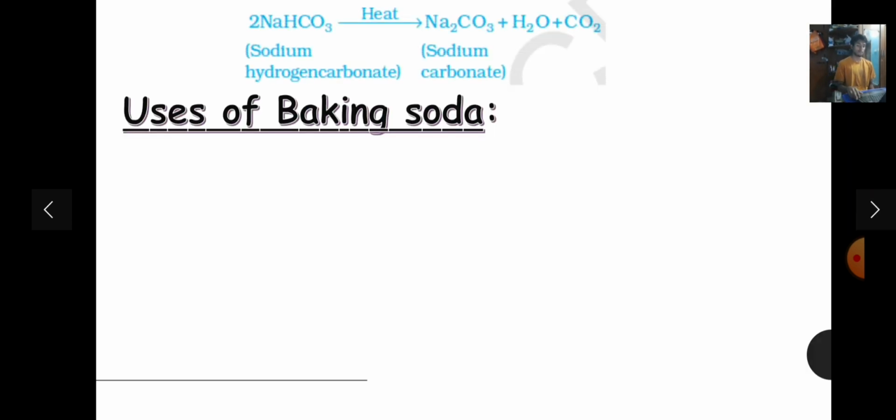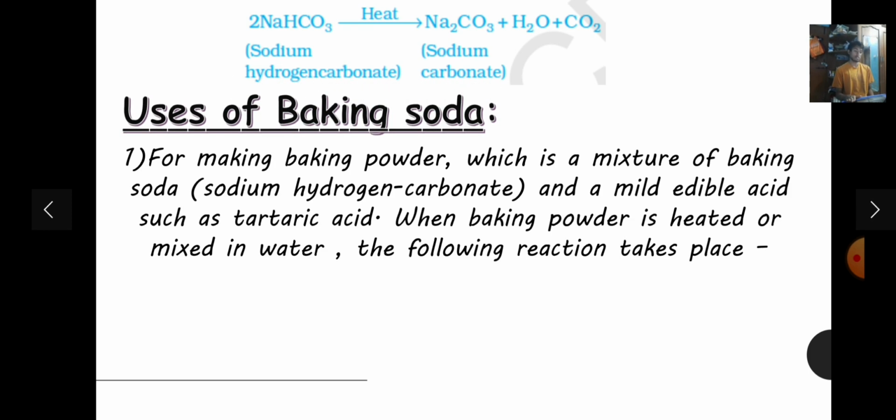When you add this baking soda while cooking food, the following reaction happens, and we get sodium carbonate, water, and carbon dioxide in return. So the uses of this baking soda are for making baking powder, which is a mixture of baking soda and a mild edible acid such as tartaric acid. So baking powder is prepared by adding a mild acid to the baking soda.